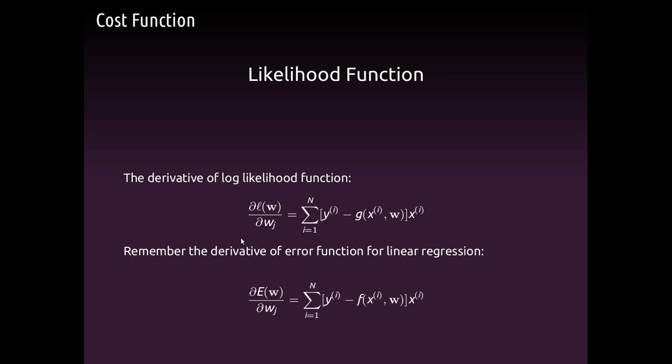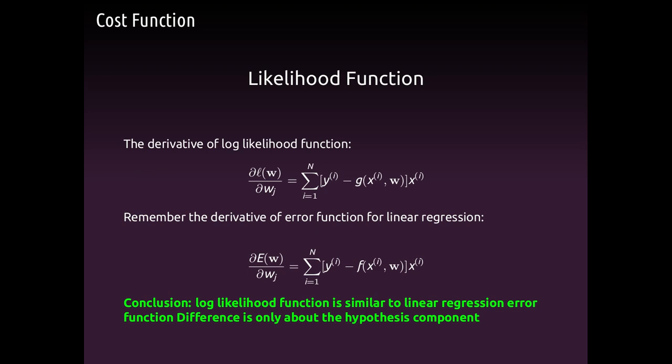And this is the most interesting point about the log likelihood function: when you compare the derivative of the log likelihood function within the logistic regression model, you will find that the output is identical to the derivative of the error function of the linear regression. The only difference between both derivatives is within the hypothesis. Within the linear regression we have a linear hypothesis f of x super i and w, but within the log likelihood function of the logistic regression, we have instead g of x super i and w, which is the logistic function we are using within the logistic regression model. So we conclude that the log likelihood derivative is identical to the linear regression error function derivative. The difference is only about the hypothesis component.